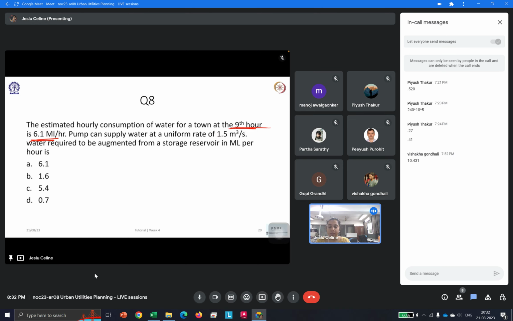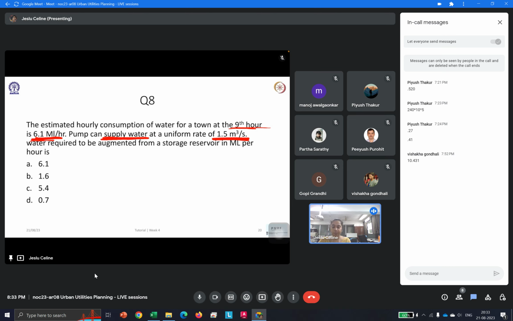The pump can supply water at a uniform rate of 1.5 meter cube per second. Now, the water required to be augmented from a storage reservoir in million liters per hour is. So, we have the supply which is there in that particular hour. As we discussed, at one particular hour, the supply which is coming may not be adequate in order to supply for the demand at that hour. That's the whole point why we have a service reservoir. It balances the demand. It stores excess water and it gives out. So if this is the supply rate and if this is the demand, what should be the excess that we are taking from the reservoir?